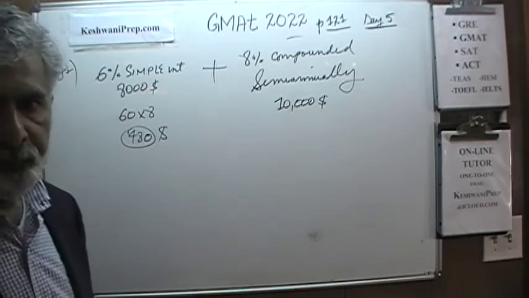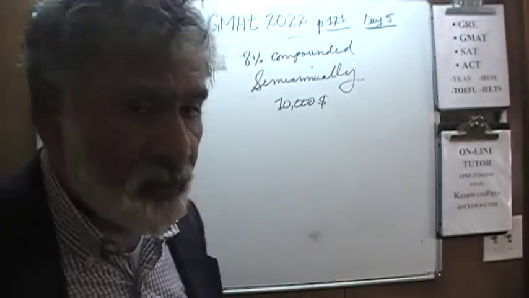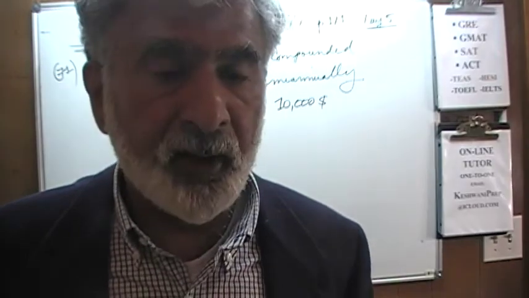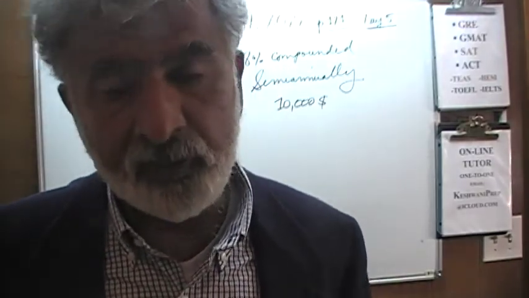What about here? Whenever you see a question like this having to do with compound interest, it is always a good idea to figure out the simple interest first. If we can figure out the simple interest first, that will tell us that the answer cannot possibly be anything less than that or equal to that. The answer would have to be bigger than that because it's being compounded.